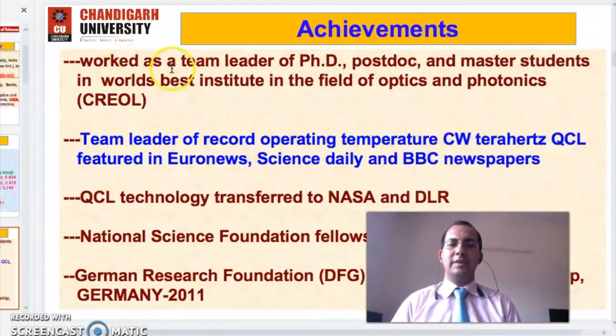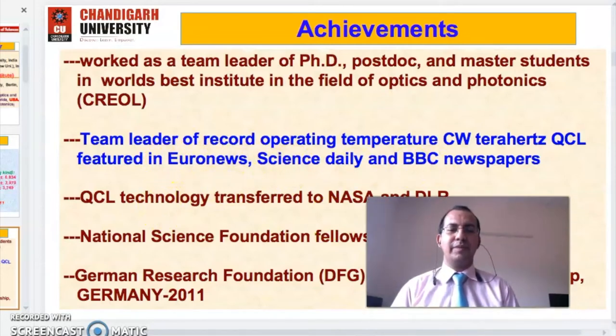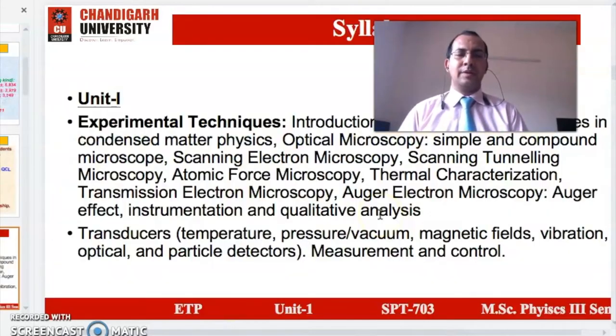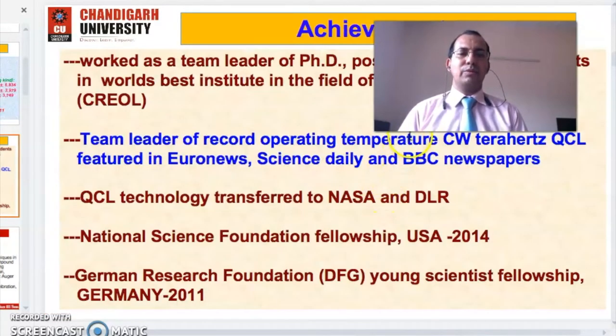I have worked as a team leader of various PhD, postdoc and master students in the world's best institute in the field of optics and photonics. Thereafter, in 2014, we established a record operating temperature of about 119 Kelvin for the quantum cascade laser in CW terahertz mode, which was featured in Euronews, Science Daily and BBC newspapers. We transferred technology to NASA and DLR, and I got the National Science Foundation Fellowship from the Government of the United States in 2014 and the German Research Foundation Fellowship from the Government of Germany in 2011. So let's come to the next point about the contents.